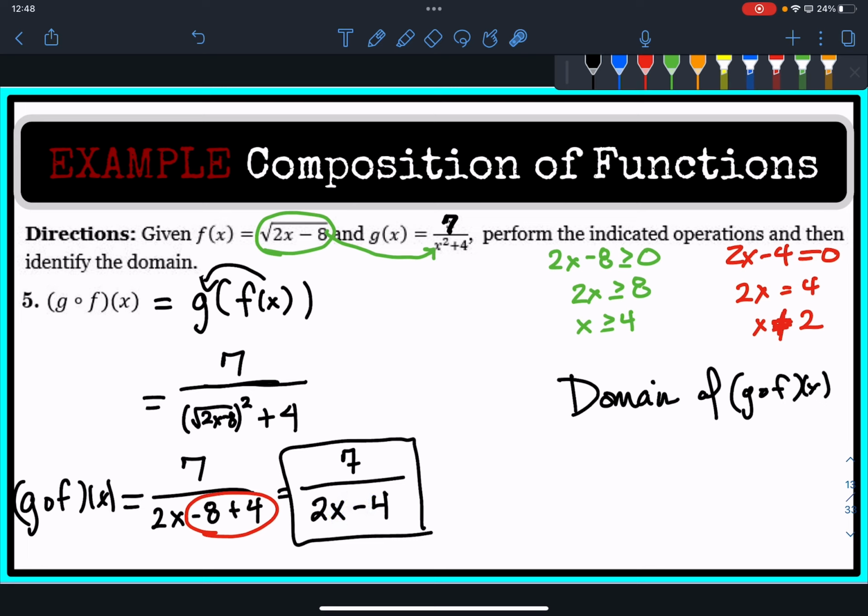So our domain has to be values of x greater than 4, excluding 2. Well, 2 is already excluded because from the very beginning, we're only allowed to plug in numbers greater than 4, and 2 is not greater than 4. So we don't have to worry about including the 2 because this already excludes it. So our domain here is going to be 4 to infinity.